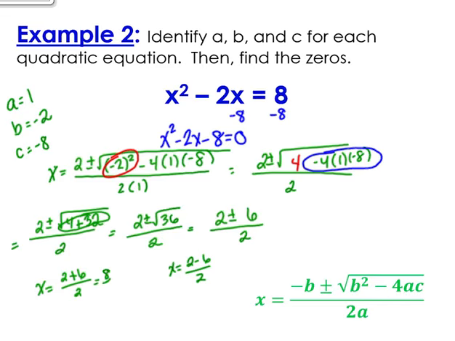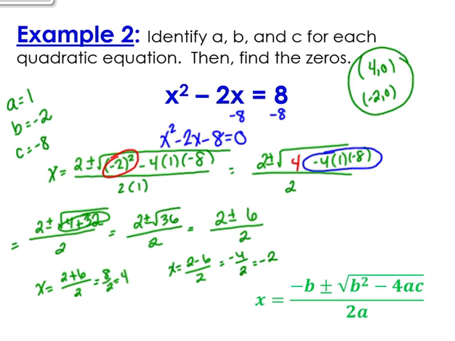So my ordered pairs are 4, 0, and negative 2, 0. And again, you could have factored this one to solve. That's how you got nice, easy numbers. However, we're just practicing with easy numbers, and you're going to get harder ones in class.